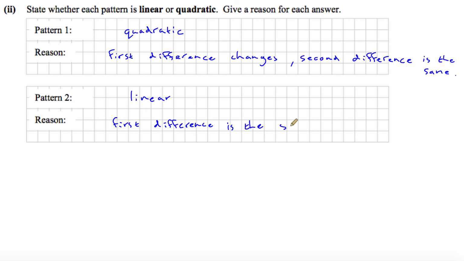And that's how we tell if a pattern is linear or quadratic. We look at the first difference and the second difference. We can tell from that. So that's the end of the question.